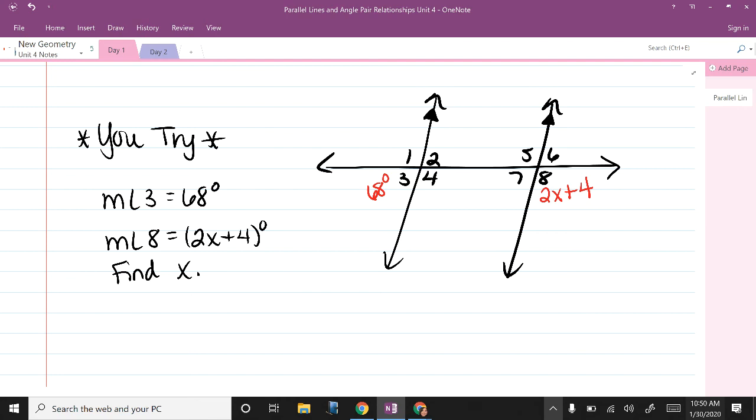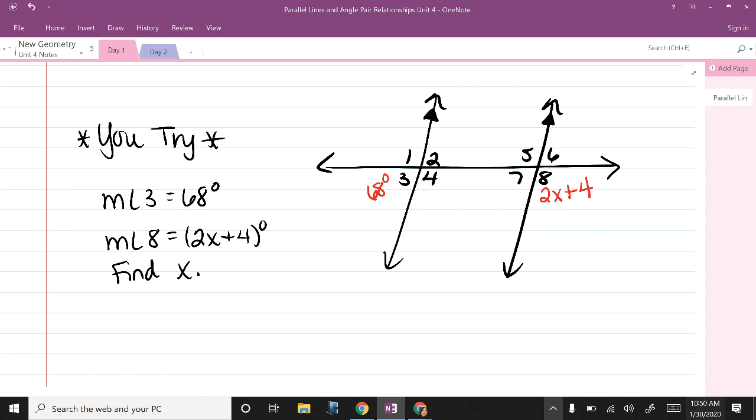Okay, so based on these relationships, guys, mathematically, there's only two things that are going to happen, right? You're either going to set those angles equal to each other, or you're going to add them together and set them equal to what? 180. That's the only two things that you're going to do mathematically, right? One or the other. Set them equal to each other and solve for x, or add them together and set them equal to 180 and then solve for x.